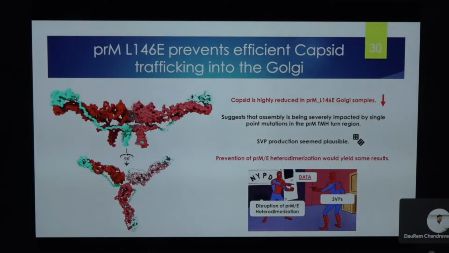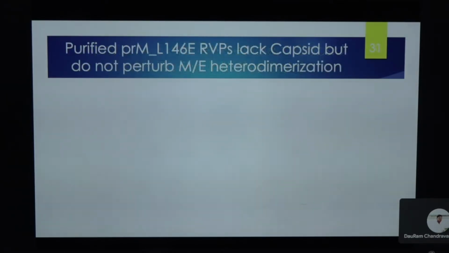However, okay, so the other major issue that we're running into is that if we are disrupting this heterodimerization between PRM and E protein, we would also be stopping the trafficking of the viruses between the ER and Golgi. And so we might not actually be making SVPs, instead we are disrupting the heterodimerization process. And so we had to address that issue before validating the SVP production hypothesis.